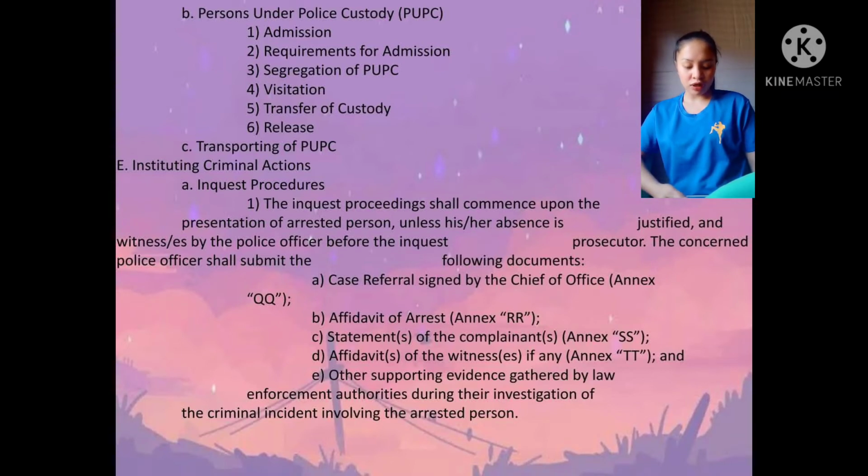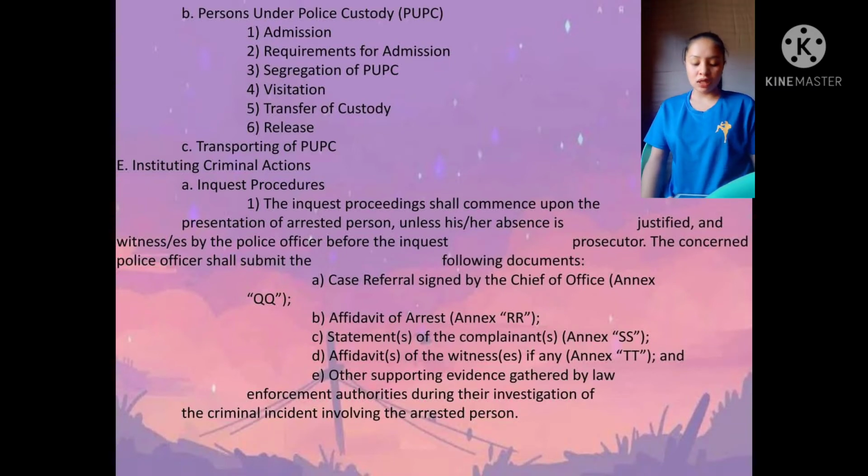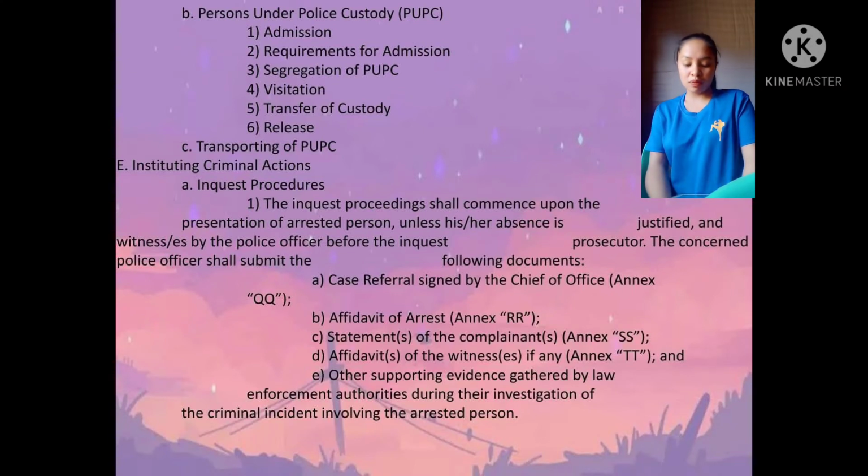So that is for letter A. For letter B, prior to the transfer, the person under police custody shall be subjected to medical examination by a PNP medical officer or, in his or her absence, any government physician. We mentioned earlier that prior to the transfer, the person under police investigation should be examined by a PNP medical officer. If the PNP medical officer is absent, they shall ask for the assistance of a government physician. This is to ensure that before the transfer, there is no damage or injury done by the detaining facility before the transfer to another detaining facility.